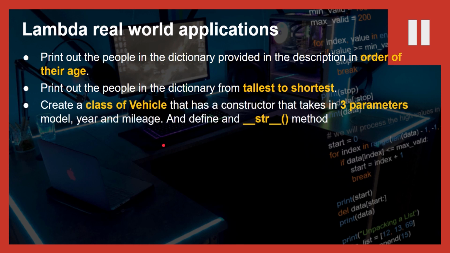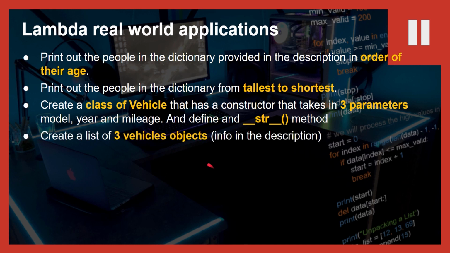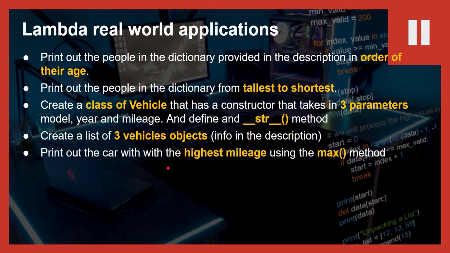Next, you'll need to create a class of vehicle that has a constructor that takes in 3 parameters, model, year, and mileage, and define the __str__ special method. If you don't know how classes work, I'm going to link a video somewhere at the top. Create a list of 3 vehicle objects. So just a simple list that contains 3 vehicle objects using the information I provided you in the description or the comments. Print out the car with the highest mileage using the max method.